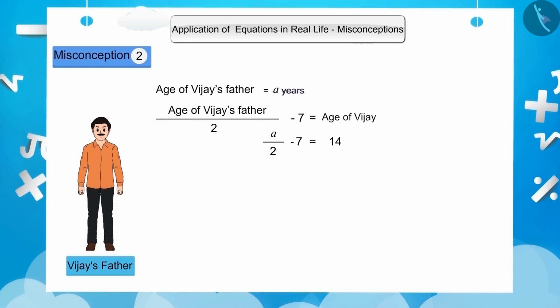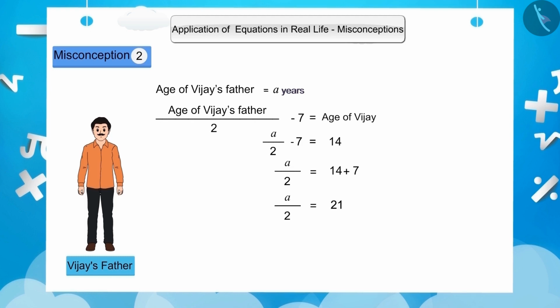In this equation, we only need the terms of A in LHS. So, we will transpose minus 7 into RHS, which will be added with 14 in RHS. Hence, we will get A by 2 is equal to 21.